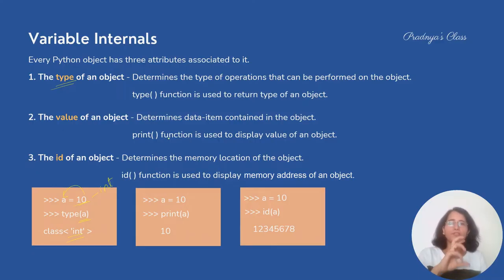The next function which we can use along with any object is the print function. It gives the value of the object. So if you want to print the value of the object, we can use the print function. You can see in this example, I am going to print the value of a, that is 10. If you want to check out the memory location of any object, then you can use the id function. So I applied the id function to the variable a. We are getting some value. This is the memory address. I have taken some random number. It will depend on your machine.